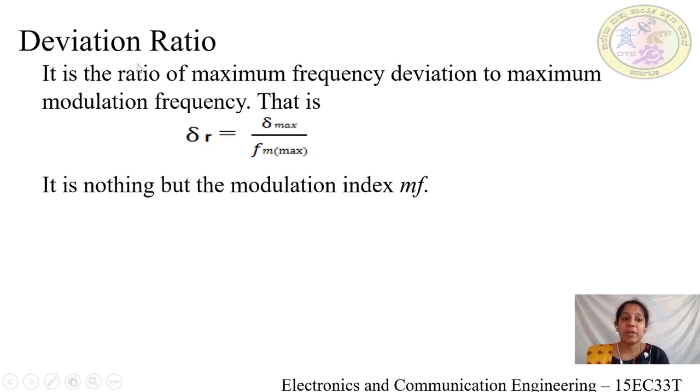Next is deviation ratio. It is the ratio of maximum frequency deviation to the maximum modulation frequency. So, the ratio of maximum frequency deviation and maximum modulation frequency is known as deviation ratio. It is nothing but the modulation index.